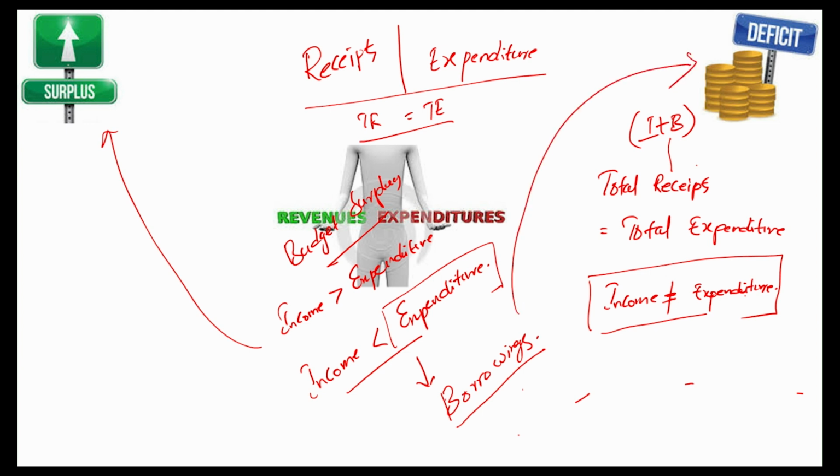Okay, so if you receive more than what you spend, then you are said to have a surplus budget. If you are spending more than what you earn, then you are said to have a budget deficit. I mean, your budget is said to have a deficit, a shortfall.